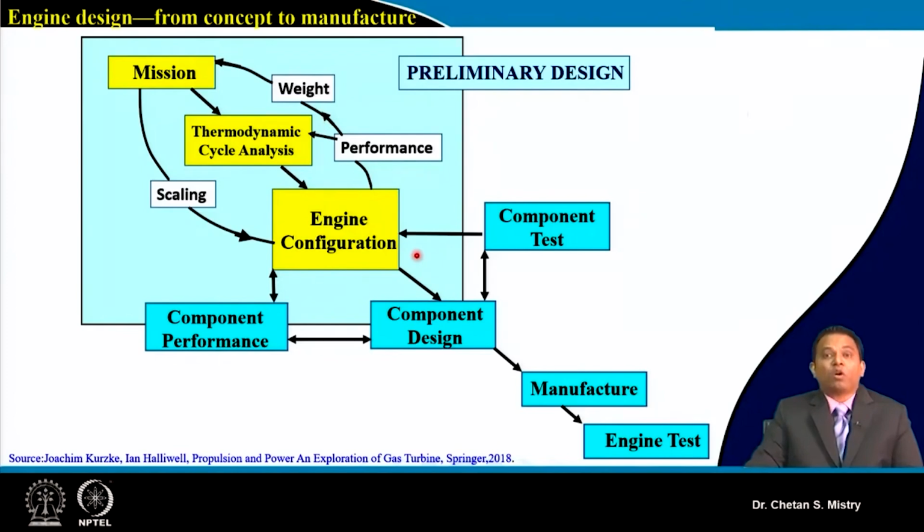Once all of this is done at the component level design, it will go for manufacturing, and after manufacturing the engine will go for testing. So the very first design they are looking at may or may not exactly meet the requirement, and again they need to go through different kinds of iteration, maybe redesigning, and finally it will qualify for the certification.